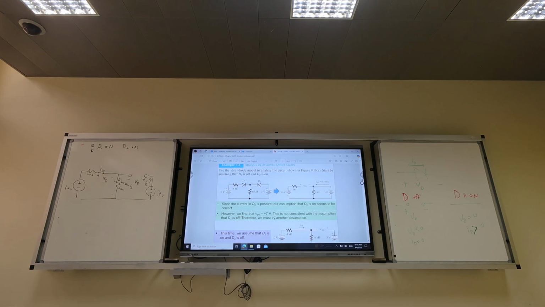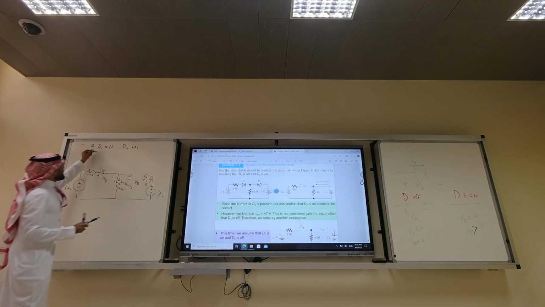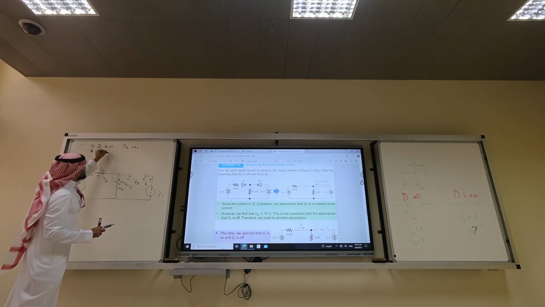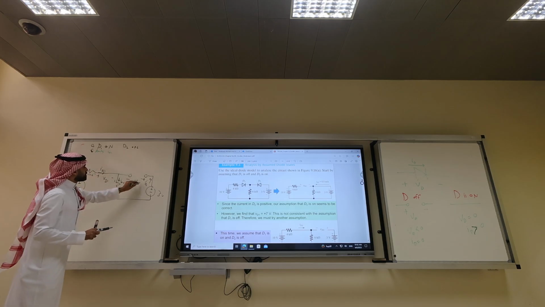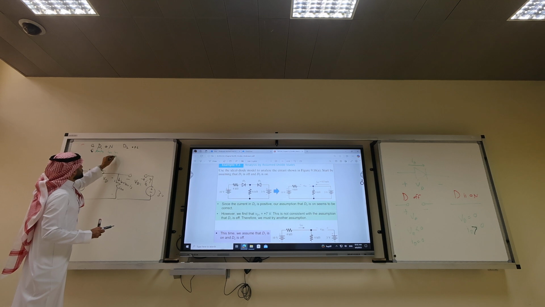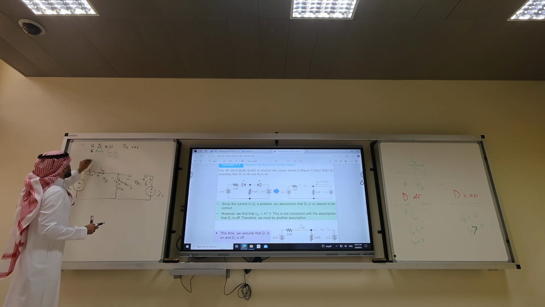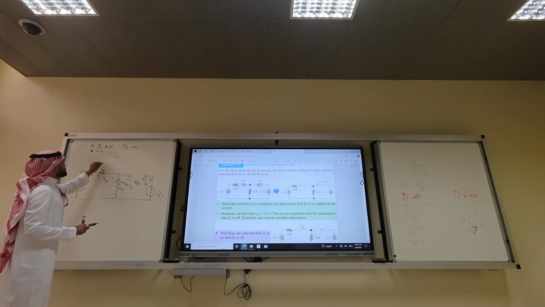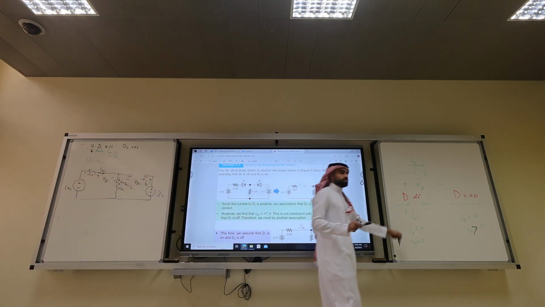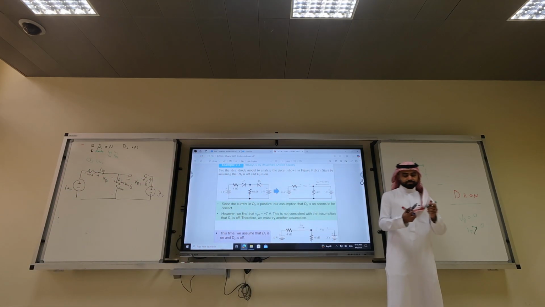So let's do step number 2, the analysis, right? What's our goal from analysis? Get ID1, ID2, VD1, VD2, right? Yes. What's the last step? Check. What do we check? Check those, if they match the conditions here. Okay?